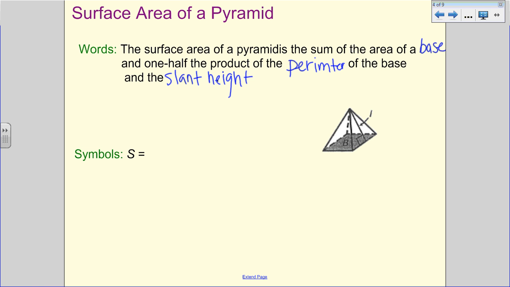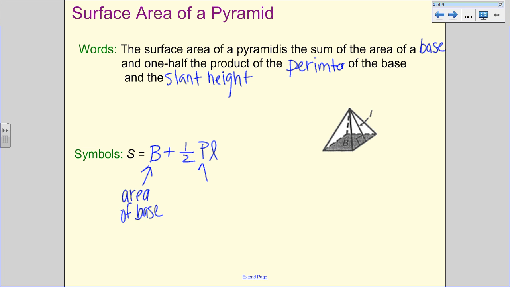So we're going to say S is equal to big B. This is area of base. So we have to remember our formulas for rectangles and triangles. Plus 1/2 P times L.